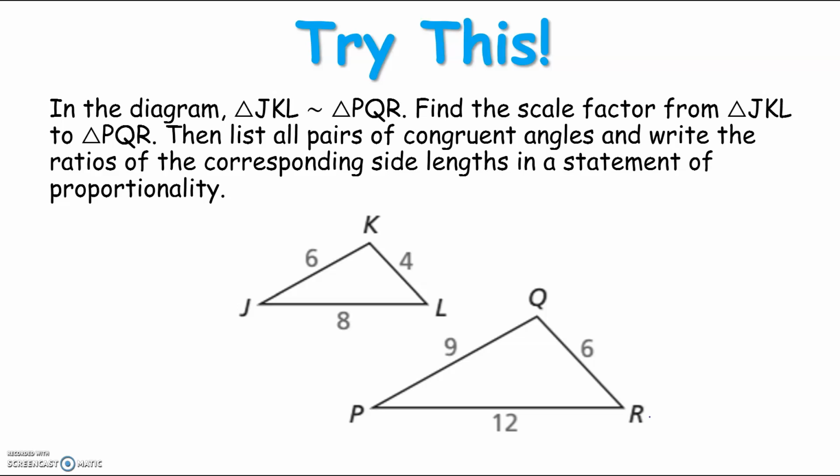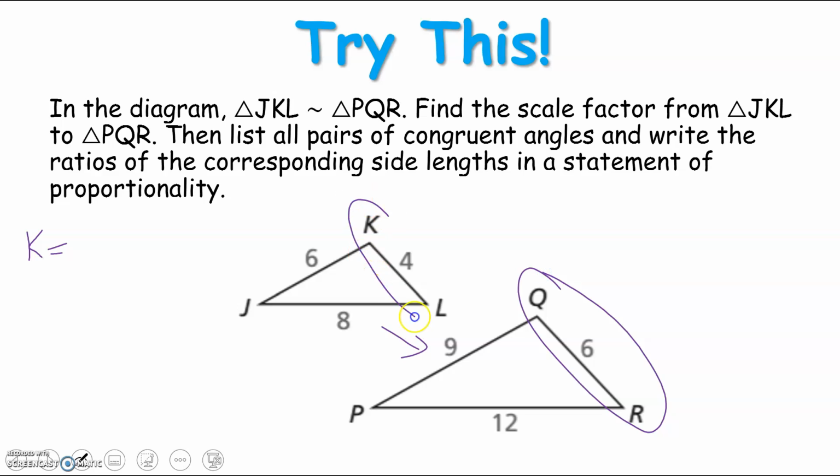All right, so the first thing we wanted to do is identify the scale factor. Once again, we are going from JKL to PQR, meaning we will take one side from our image over its corresponding side on our pre-image. So in this case, we have our QR over KL, which gives us 6/4 or 3/2 scale factor, meaning our second triangle is 3/2 or 1.5 times as big as the first.